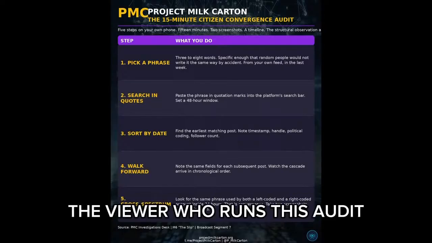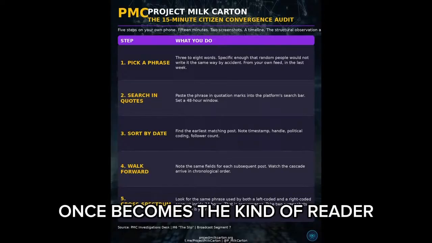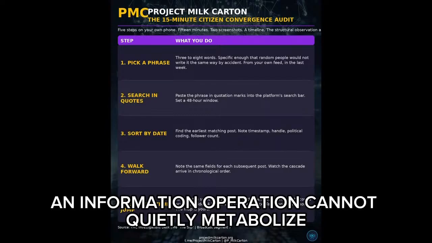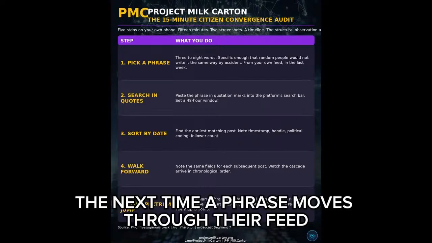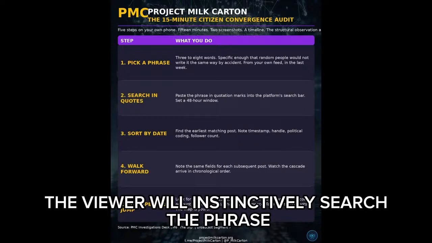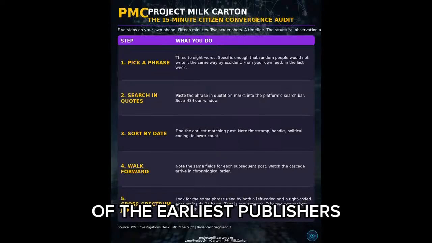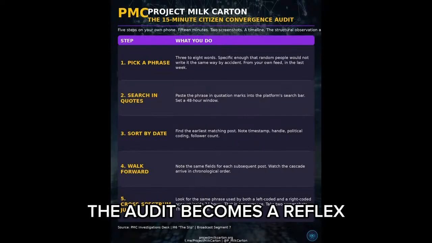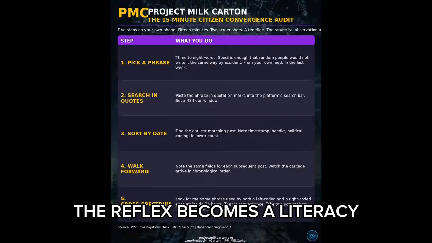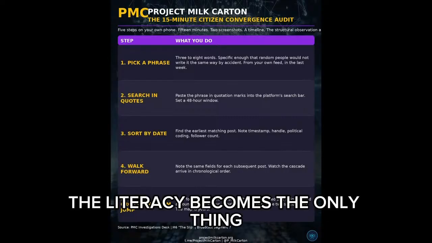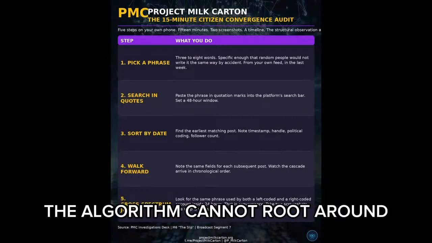The viewer who runs this audit once becomes the kind of reader an information operation cannot quietly metabolize. The next time a phrase moves through their feed, the viewer will instinctively search the phrase, sort by date, and check the political coding of the earliest publishers. The audit becomes a reflex. The reflex becomes a literacy. The literacy becomes the only thing the algorithm cannot root around.